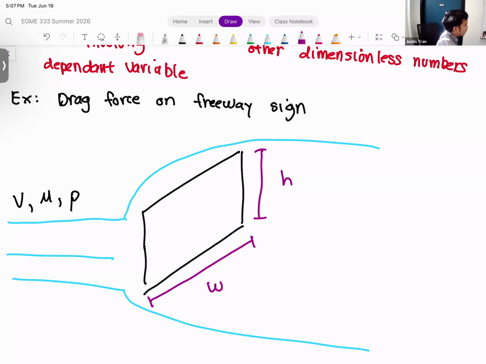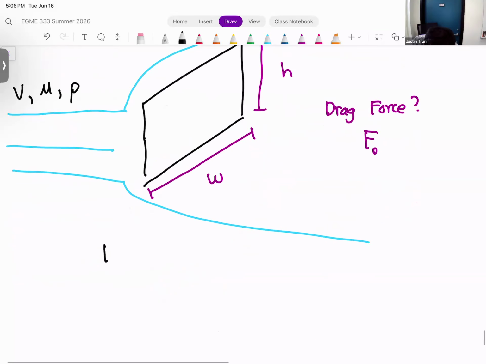And just like the title of this example illustrates, we are interested in finding the drag force. We'll call that FD. What we've determined, just based on our knowledge of fluid mechanics, is that the drag force is going to depend on the other 5 variables that we have here. So drag force is going to be a function of velocity, viscosity, density, height, and width.